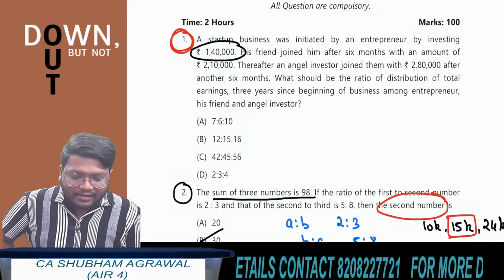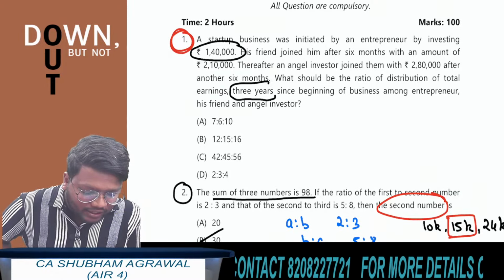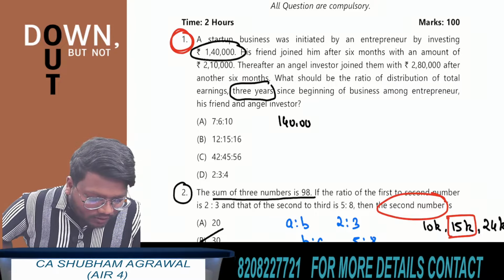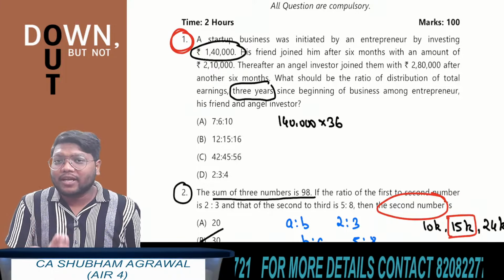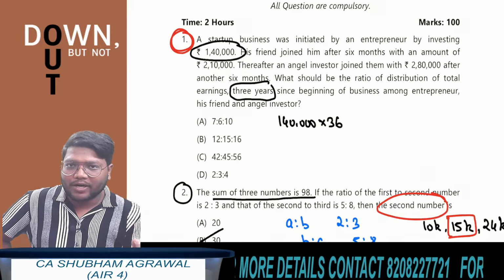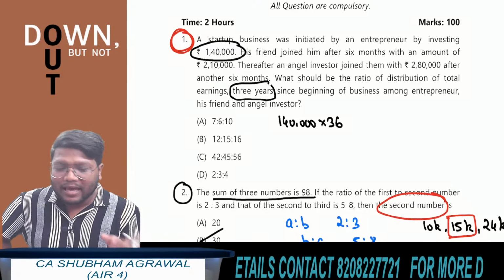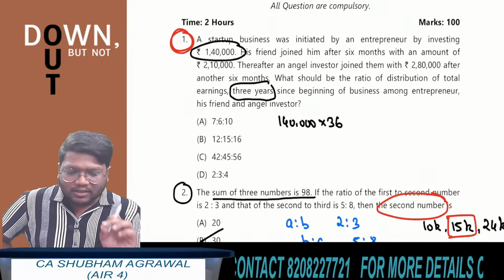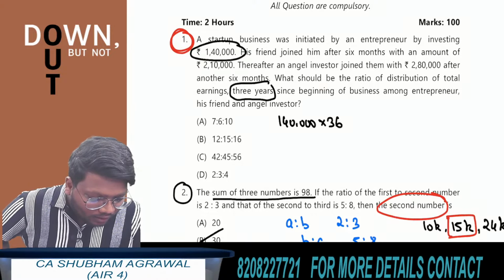1,40,000 rupees, and this 1,40,000 rupees was invested for the entire time period of 3 years. So 1,40,000 multiplied by 36. In order to find the profit sharing ratio, what we have to do? We have to find the capital employed multiplied by time period. Okay, so capital employed is what? 1,40,000. The entrepreneur has invested 1,40,000 rupees for the entire 3 years. 3 years we can write as what? 36 months.